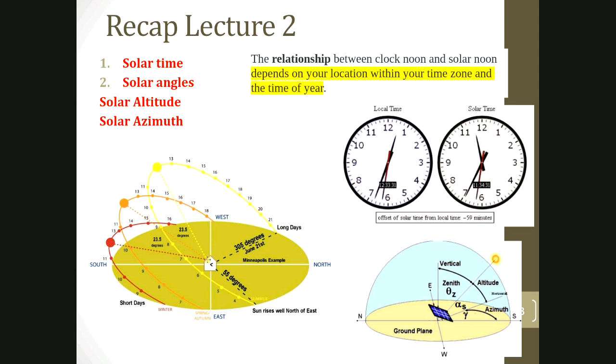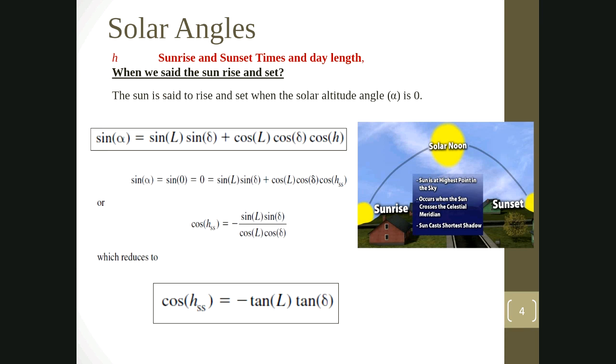Today we are left with mainly two things. The first one: if you want to know the exact time for the sunrise and the sunset, and the day length, exactly the day length according to the motion of the sun. We know that we always say sunrise or sunset is defined mainly when the altitude equals 0. So how do we define the sunrise?